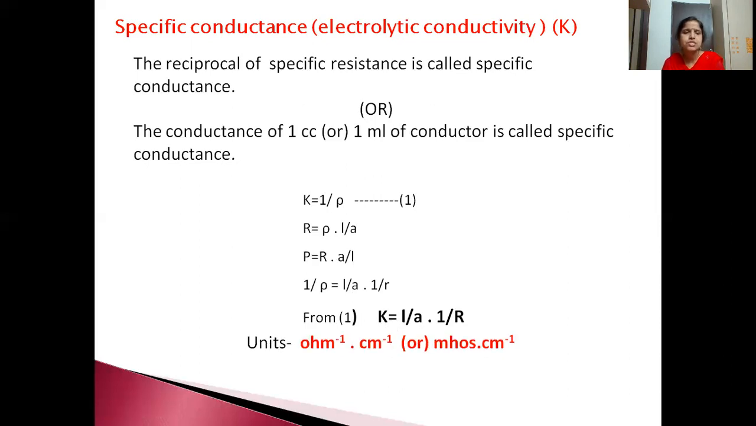And what will be the units now? It is L by A into 1 by R, so R is in the denominator. So it will be ohm inverse and centimeter inverse, because centimeter is length and square centimeter is the area. So centimeter will get cancelled, and one more centimeter will be remaining in the denominator. So it is centimeter minus 1. Or ohm inverse we can also represent by mho centimeter inverse. So this is specific conductance.